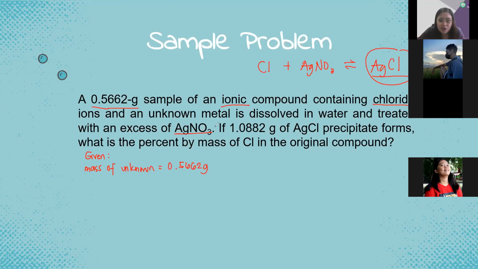Now after the reaction, we have here the mass of the precipitate. I'll just write PPT, that's precipitate. And again, the precipitate is the silver chloride. And this is 1.0882 grams. Now, what is the question? What is asked in the problem? It's the percent mass of chloride in the unknown. Ito yung hinahanap natin. So this is gravimetric analysis. So, ito lang yung alam natin, mass of the unknown, starting reactant natin, and then mass of the precipitate. Tapos i-compute natin yung mass of the chloride doon sa original compound natin, which is unknown. I hope naintindihan yung problem na yan.